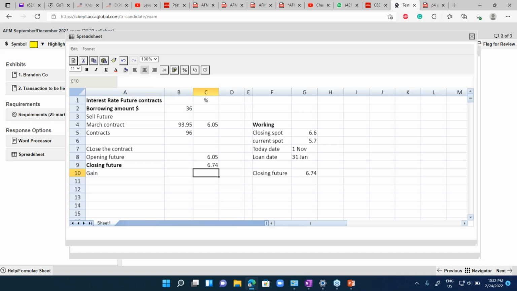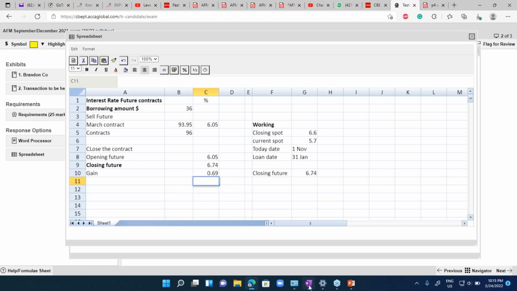So the gain will be 0.69. Convert this into ticks. This will be 69 ticks into tick value. Tick value is for 500,000. Tick value will be 12.5.